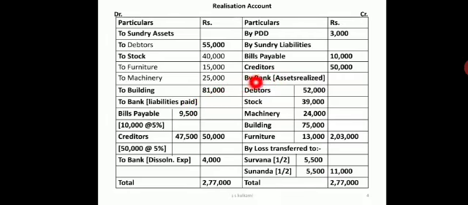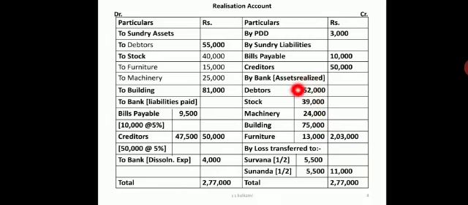Now coming to the adjustments. The first adjustment says that assets realized were as follows. So I will write here by cash or bank, in brackets, assets realized. Whatever amount is given in the adjustment has to be written. So debtors 52,000, stock 39,000, machinery 24,000, building 75,000 and furniture 13,000. All of this I have written in the inner column. The total amount of assets realized I will get is 2,03,000.